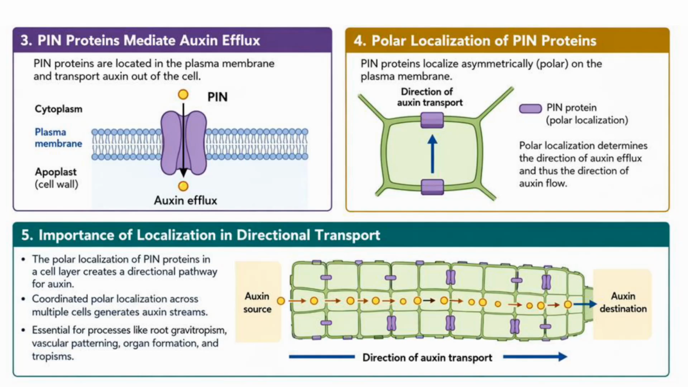Finally, panel 5. Importance of localization in directional transport. The schematic at the bottom is perhaps the most intuitive visualization. Auxin flows from a source on the left, through a file of cells where all PIN proteins are aligned on the same side, to a destination on the right. The coordinated polar localization of PIN across multiple cells creates a supracellular stream. It is like lining up many one-way valves in series to create a pressure-driven flow.